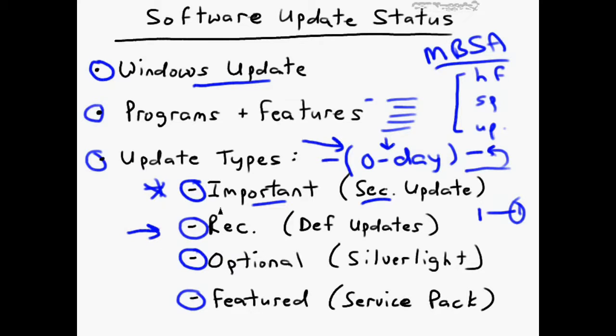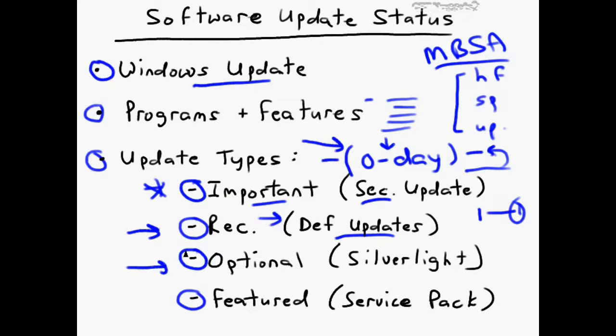Recommended updates are not as crucial by any means as important updates, but nonetheless they should not be overlooked. An example of a recommended update would be a definition update for Windows Defender or Microsoft Security Essentials. We've already discussed the crucial importance of you keeping your anti-malware tools up to date with those definitions.